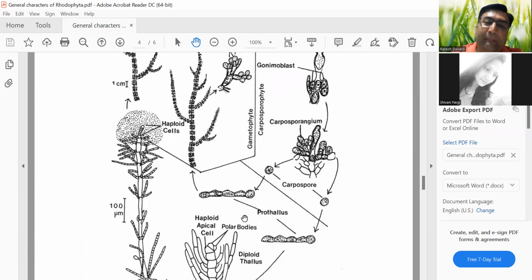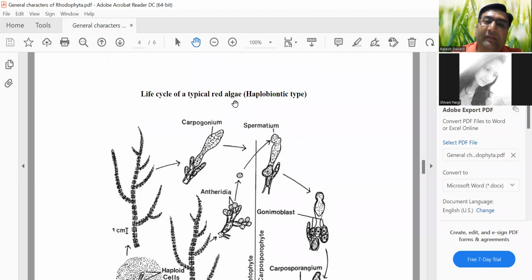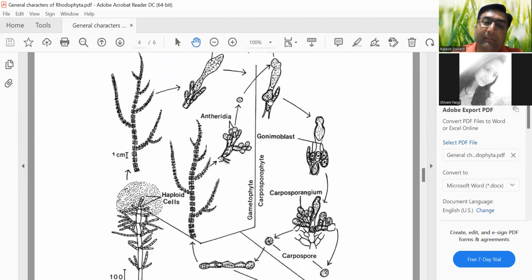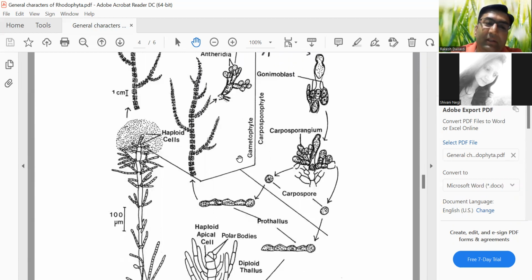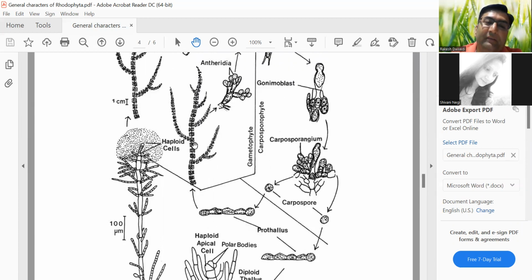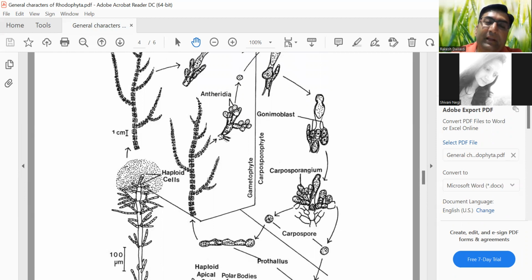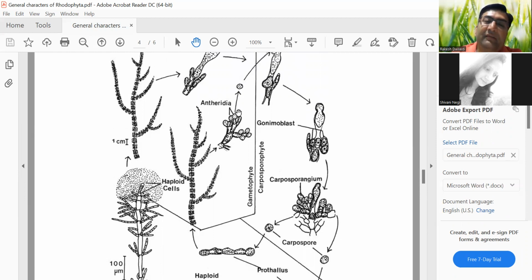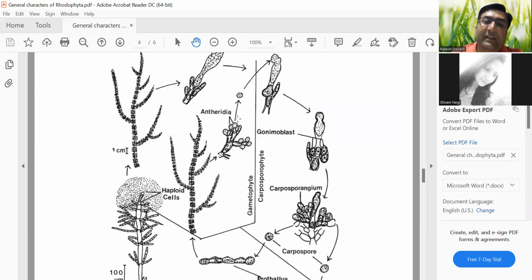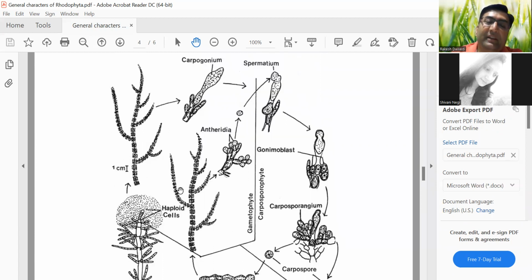Here you can see the life cycle of a typical red algae, that is the haplobiontic. Haplobiontic example, as I told you, the batrachospermum, right? Yes, so this is the batrachospermum gametophytic plant, haploid, right? Here in this haploid plant there is formation of the spermatia. In case of Anthridia, you should read it as spermatangia. Spermatia, the male plant, and the female plant produces carpogonium. So the carpogonium, spermatium and carpogonium, here there is fusion of the spermatium with tip of the carpogonium, right?